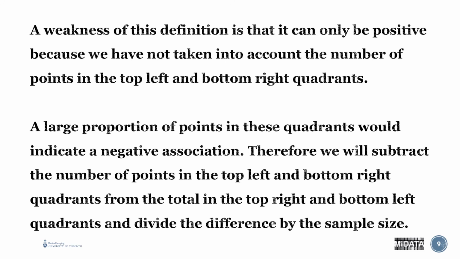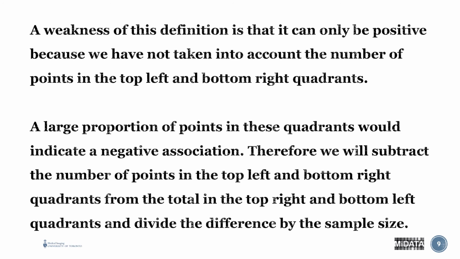A weakness of this definition is that it can only be positive. This is because we have not taken into account the number of points in the top left and bottom right quadrants. In study 2, that's probably okay, there's not very many points, but for study 1, that wouldn't be fair. A large proportion of points in these quadrants would indicate a negative association, correct? Because it would be the other direction, going from left to right and down.